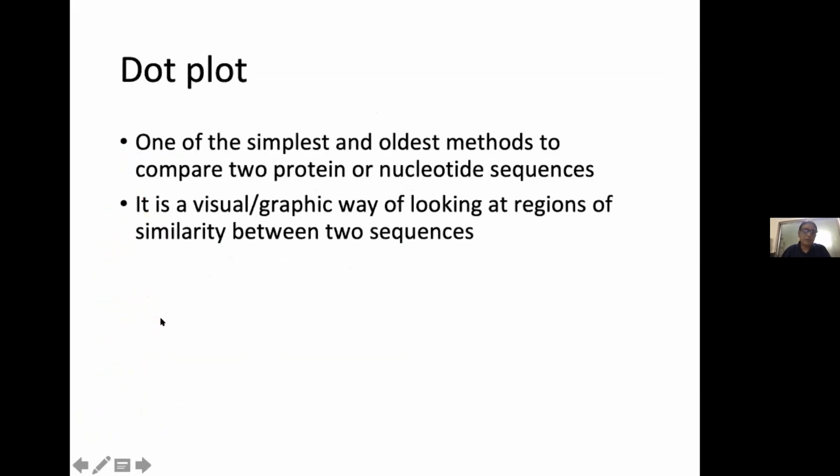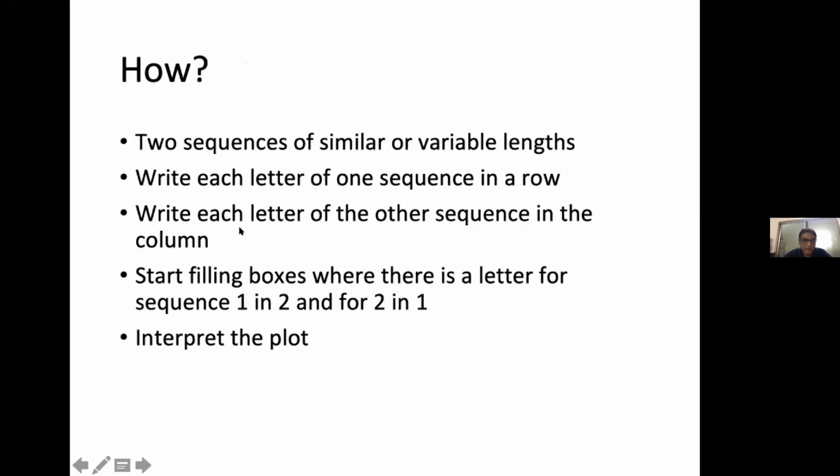Okay. So one of the ways you can do the pairwise alignment is the dot plot. That's the simplest and the oldest method to compare protein or nucleotide sequences. So how can you do that? Write each letter of the sequence in the column and put the other in the rows, and you start filling boxes where there is a common letter between sequence 1 and sequence 2, and you can interpret the plot later on.